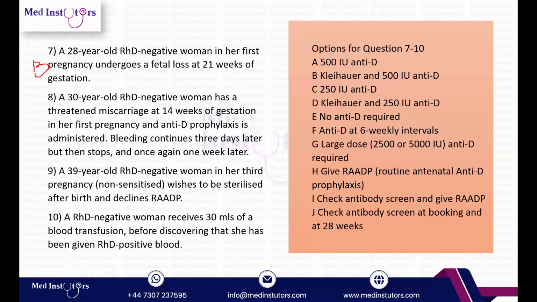So let's look at this question, right? A 30-year-old rhesus negative woman has a threatened miscarriage at 14 weeks of gestation in her first pregnancy. An anti-D prophylaxis is administered. Bleeding continues 3 days later, but then stops. And once again, 1 week later. Okay.